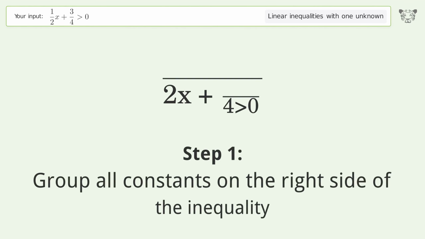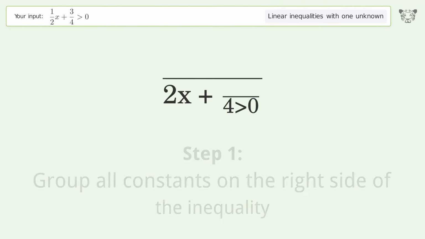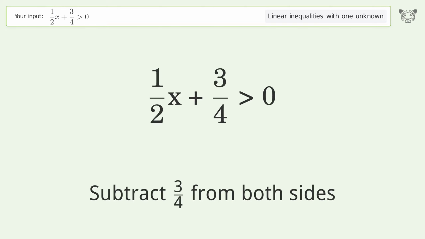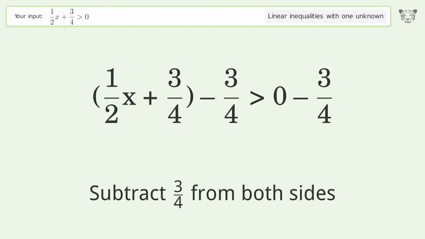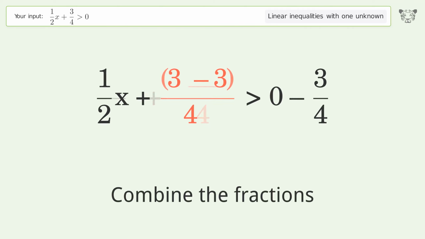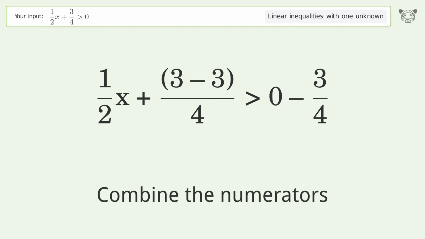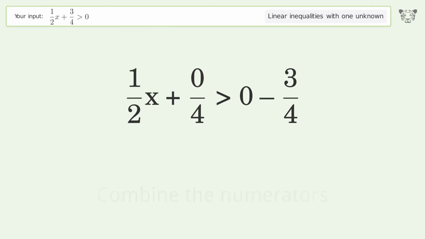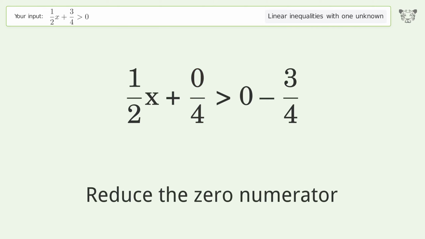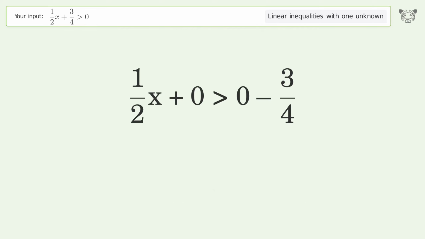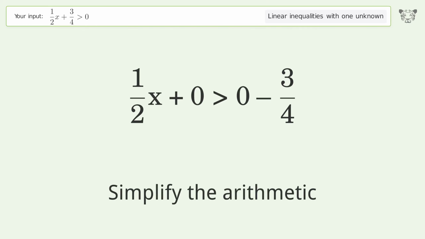Group all constants on the right side of the inequality. Subtract 3/4 from both sides. Combine the fractions. Combine the numerators. Reduce the zero numerator. Simplify the arithmetic.